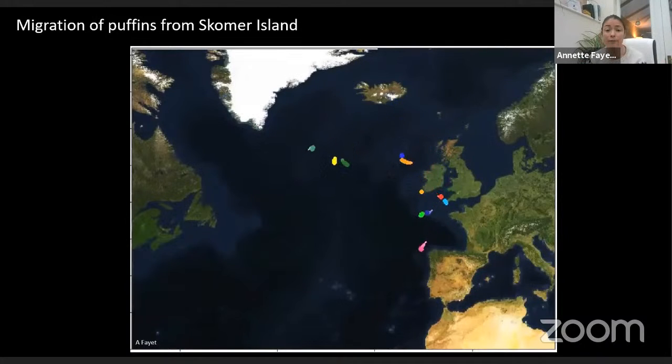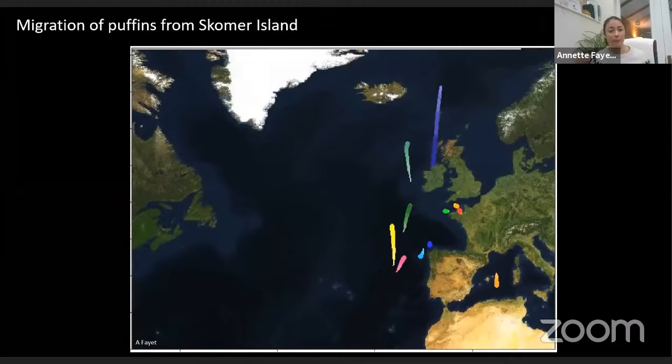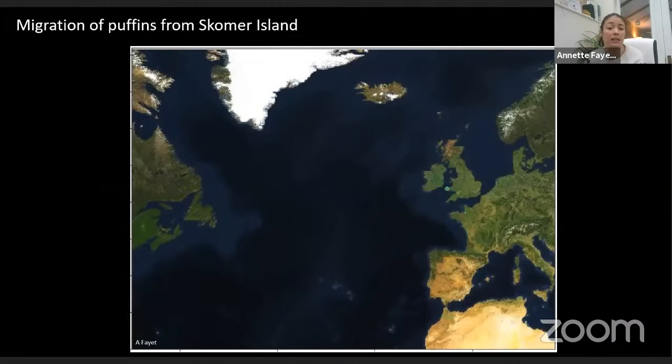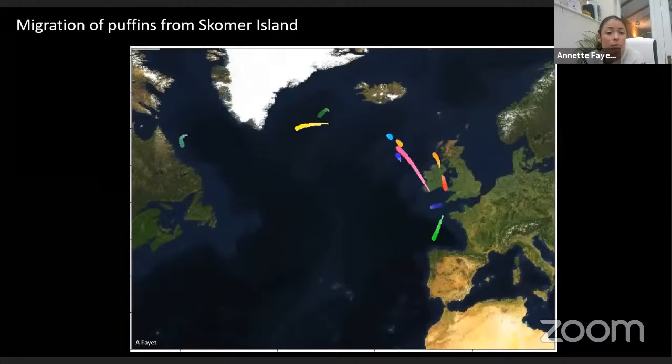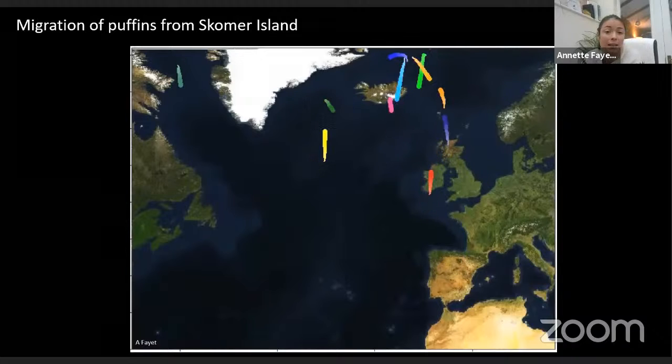So if any of you have seen puffins in flight, it looks very tiring. Basically, they're not an albatross. They have short, stubby wings, and they have to flap very fast. And so it's very energetically demanding for them to fly. So we really didn't expect them to go that far. Like, for example, you see this bird is all the way in the Labrador Sea across the Atlantic.